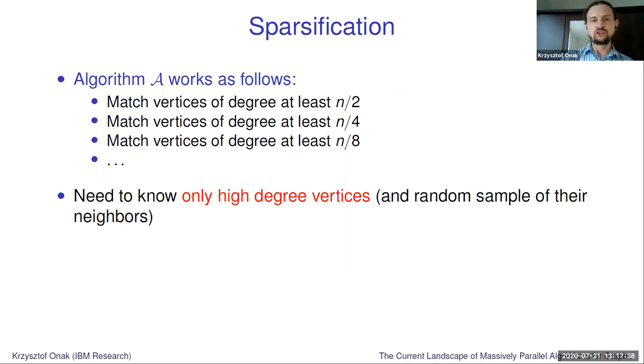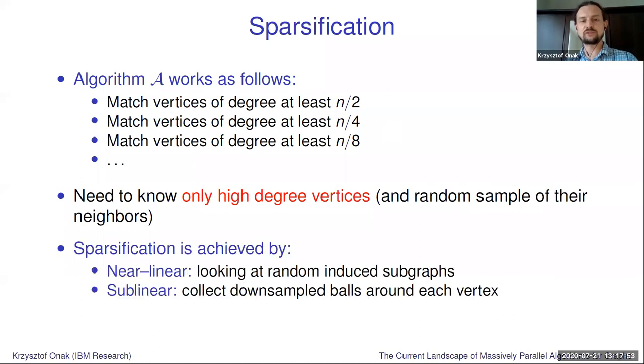The important feature of this is that essentially, in order to simulate this algorithm, you only need to know high degree vertices, right? And also a random sample of their neighbors in order to find matchings, right? So once you know that, you can try to construct more efficient and logarithmic algorithms for matchings and other problems, right?